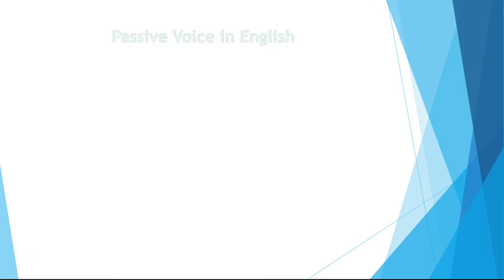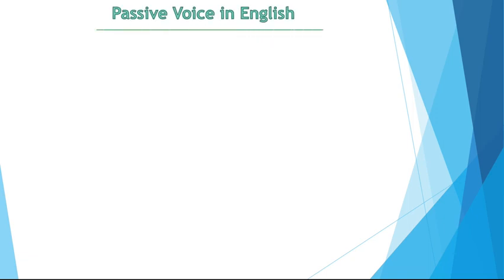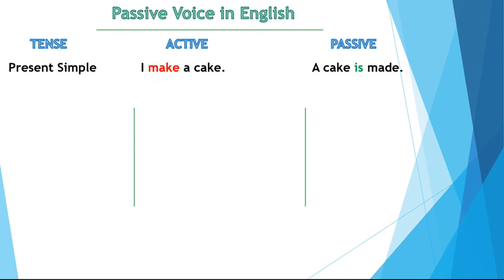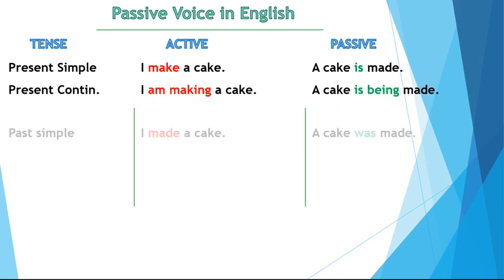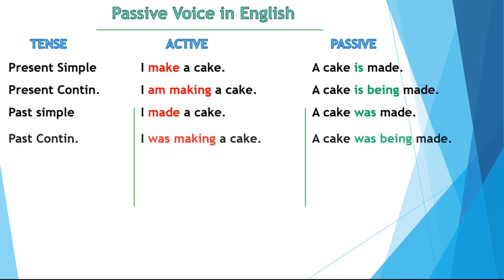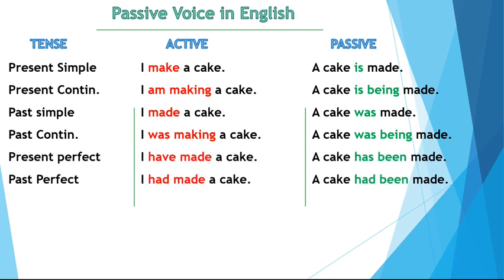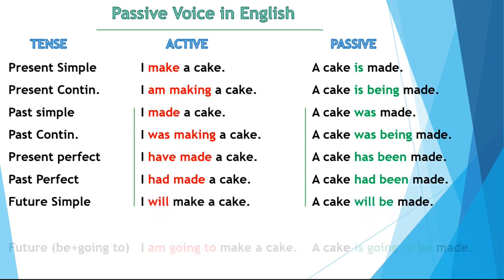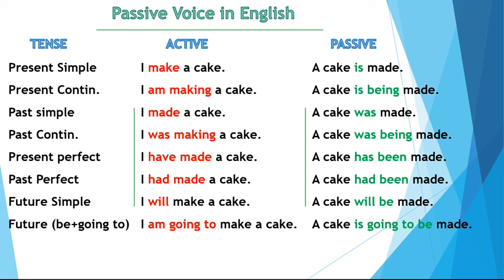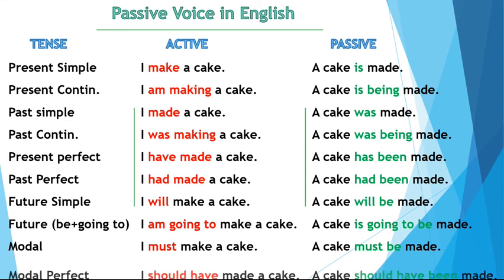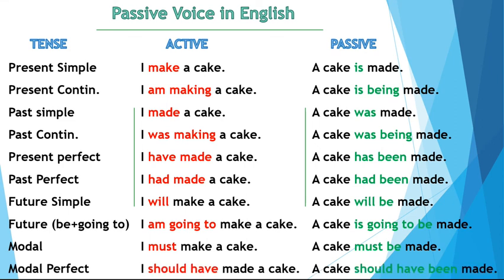It's worth noting that the passive voice in English can be in any tense, as in the active voice. Here, you can simply find a list of the possible tenses in the active and in the passive. The present simple, the present continuous, the past simple, the past continuous, the present perfect, the past perfect, the future simple, the future with be going to, any modal verb, and the modal verb perfect tense.